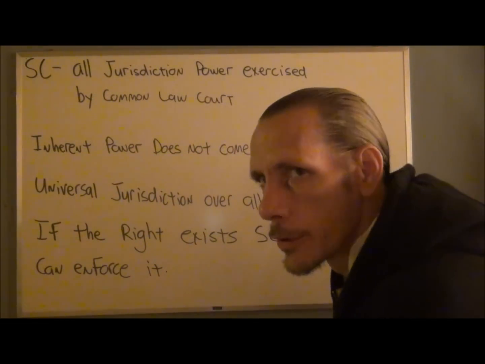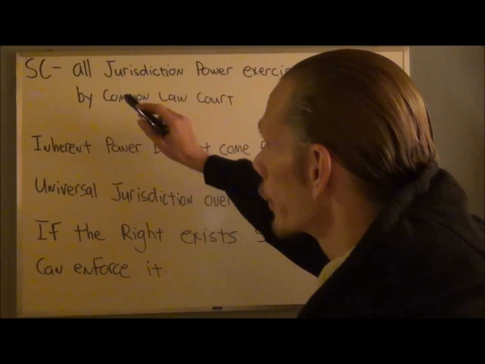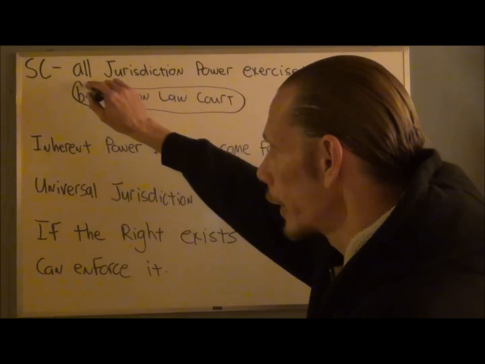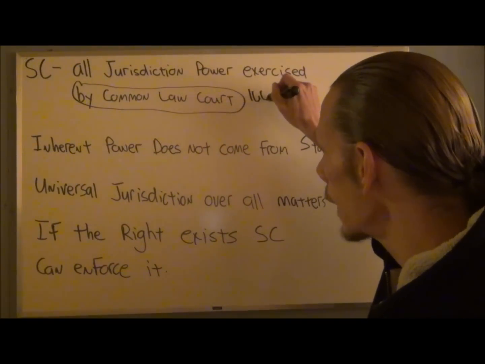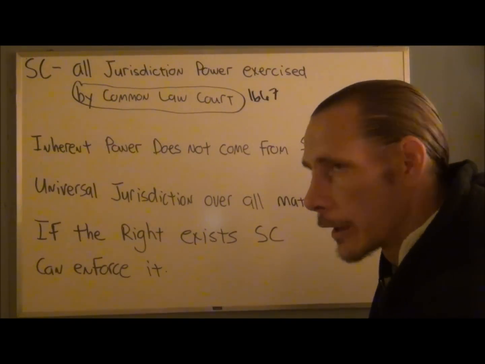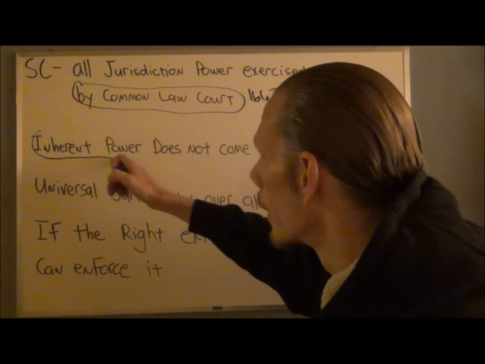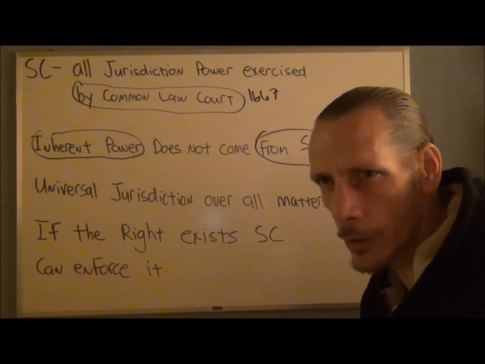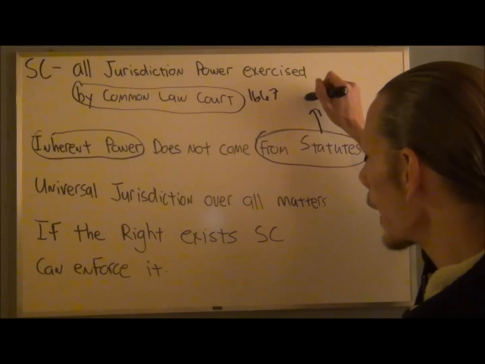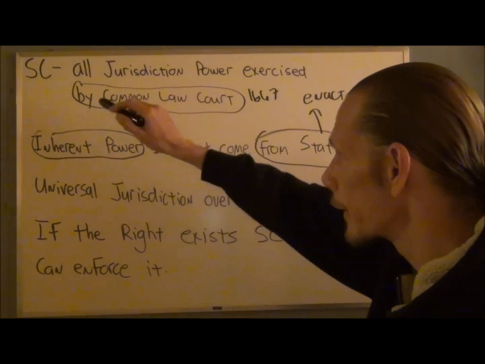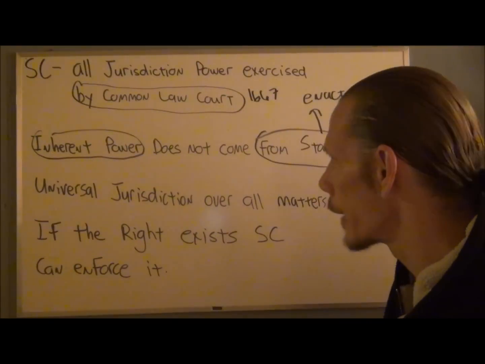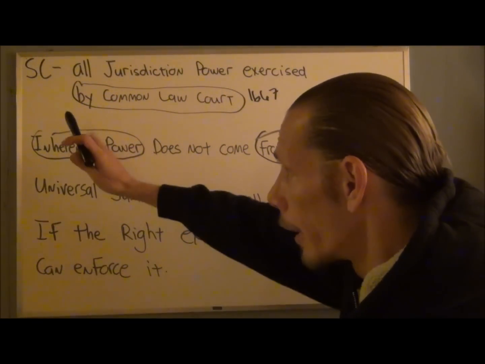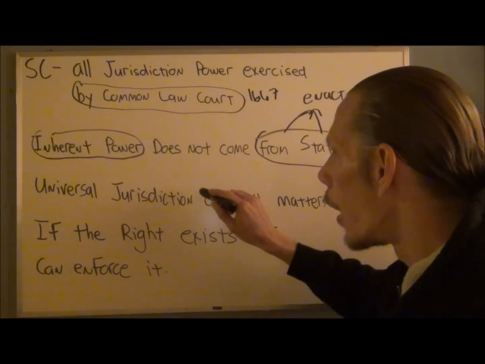So we saw some of the attributes of the Superior Court is that it possesses all jurisdiction power that was exercised by the common law courts. And when you look at these judgments, this is talking about going back to 1667, even farther. The Superior Court has the inherent power, but this power does not come from statutes or regulations. Remember we talked about a statutory court, where it gets its power, its guidance from enactments? Well, the Superior Court's inherent power does not come from enactments or regulations. It comes from the fact that it exists. And the Superior Court has universal jurisdiction over all subject matters.